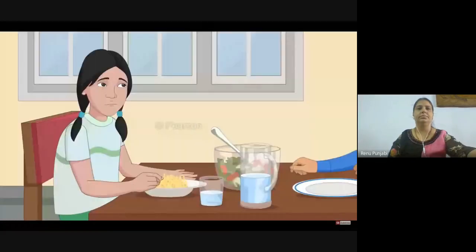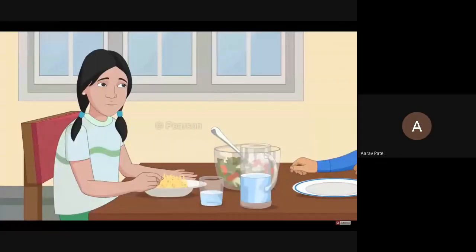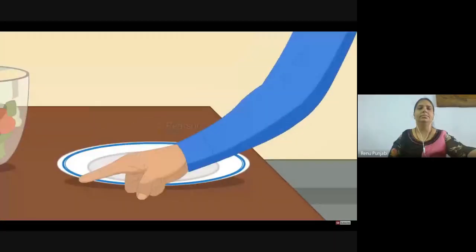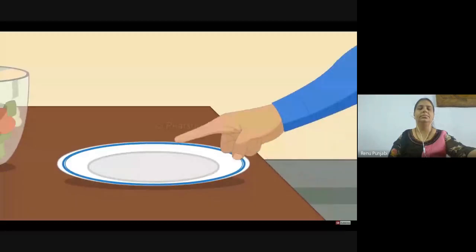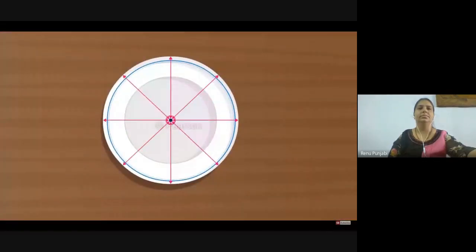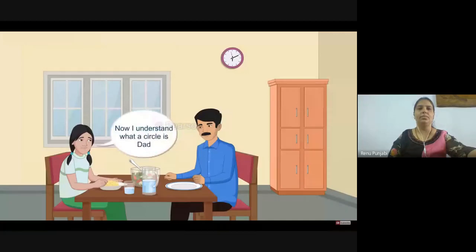Maya was puzzled to hear the definition and said, "Daddy, I don't understand." "This plate is in circle shape. See, a circle is a closed figure made up of a single curved line, which is at the same distance from a fixed point called center." "Now I understand what a circle is, Dad."